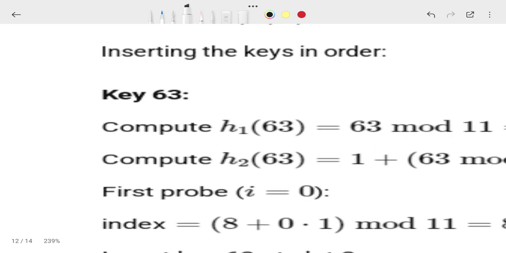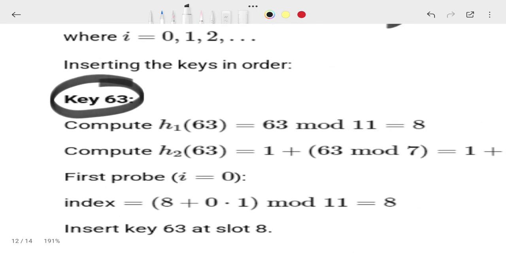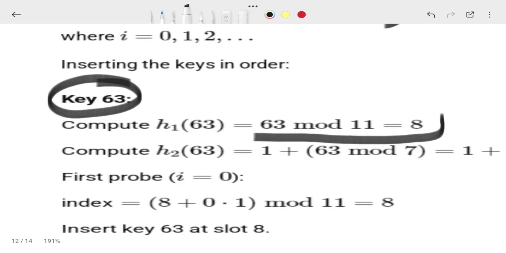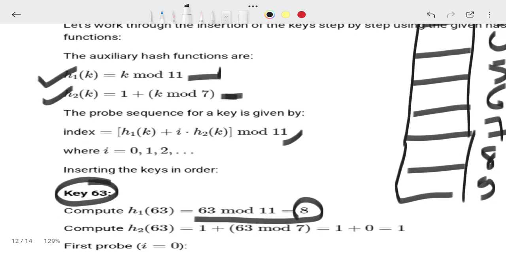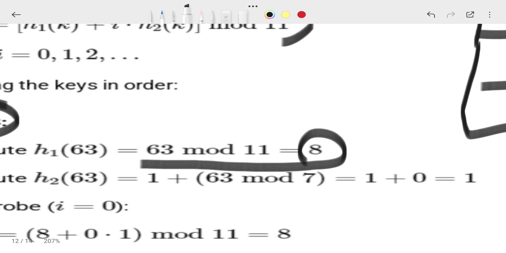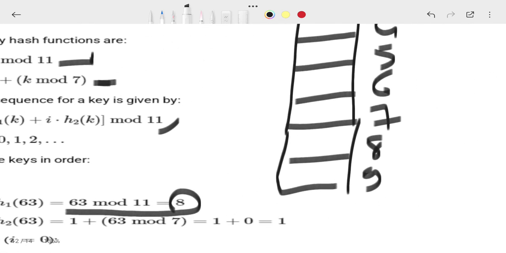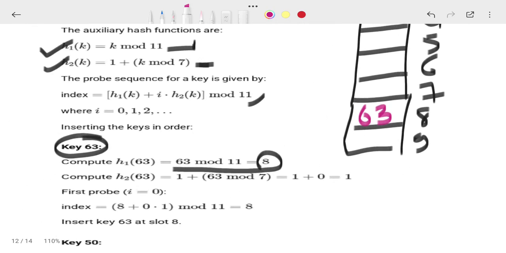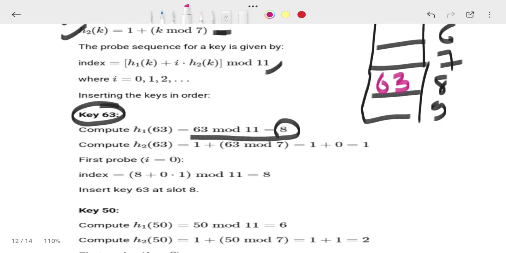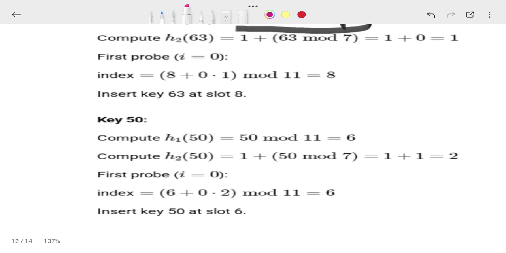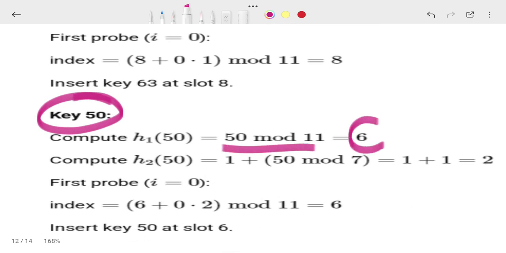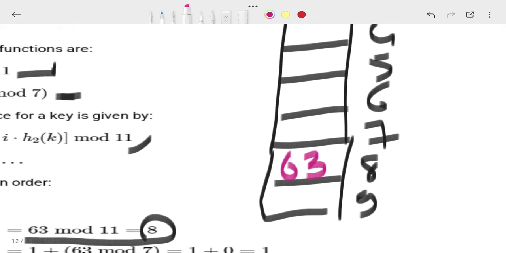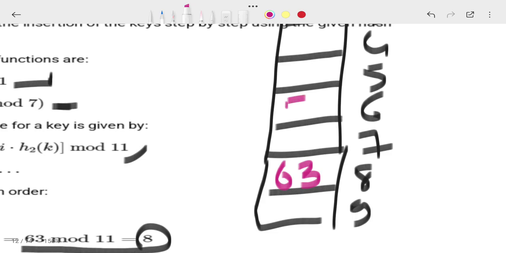Now see here, my first data is 63. So 63 divided by 11, remainder is 8. This is your first hash, this is your second hash. So at 8 I will place my 63. Done. Now second data is 50. 50 divided by 11, remainder is 6. Okay, at 6 vacant. Yes. So I will place 50 here.